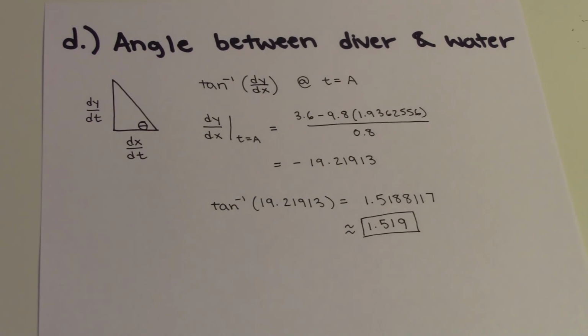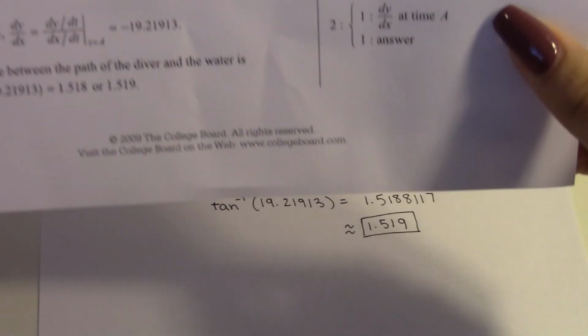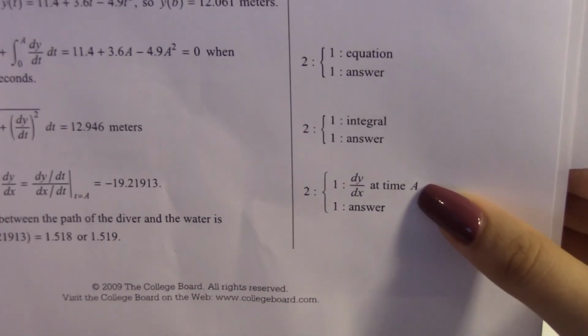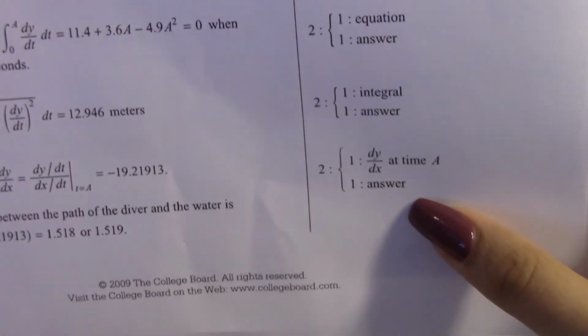So I hope this was helpful. If not, I'm going to have an attachment in the description box of a problem that I created myself, and hopefully that will help you as well. And then one last thing, don't forget that the breakdown of points is 1 point for dy/dx at time a and another point for the answer.